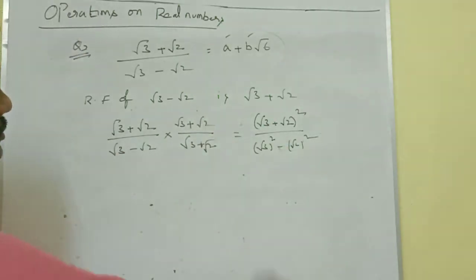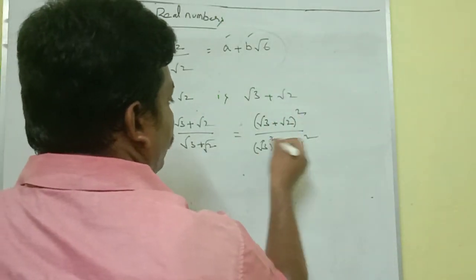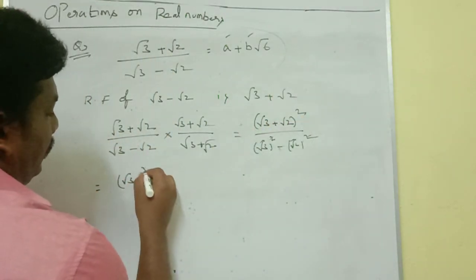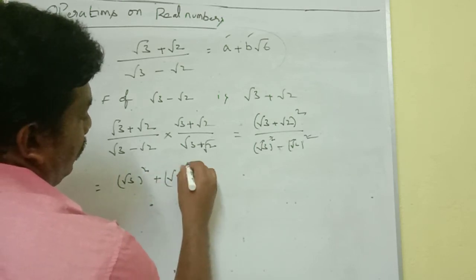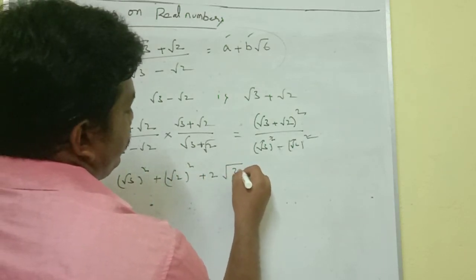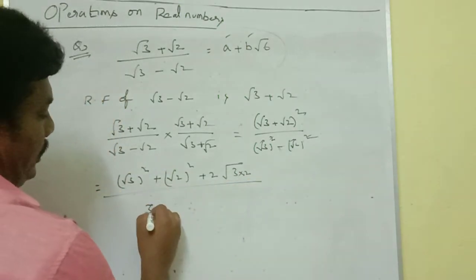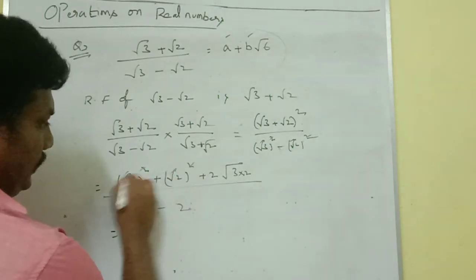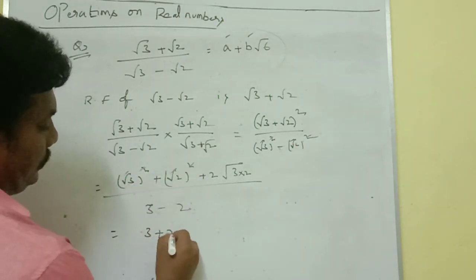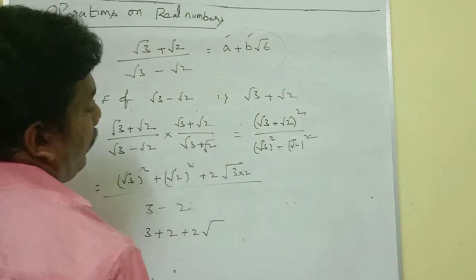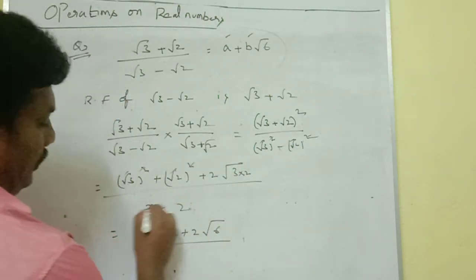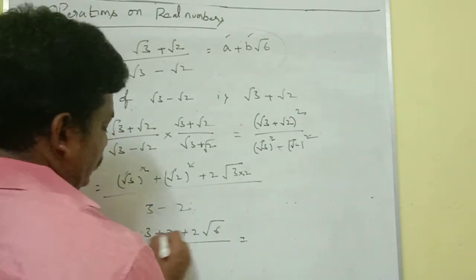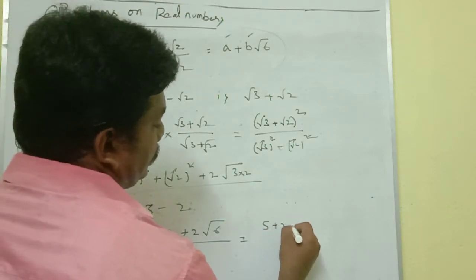Now we have to simplify this. So square and root get cancelled. Now the numerator is the (a plus b) whole square formula, a square plus b square plus 2 times a into b, divided by 3 minus 2. So now root and square get cancelled. So the answer is 3 plus 2 root 6 by 3 minus 2, which is 1. It is 1, so we should not consider that. That is 3 plus 2, 5 plus 2 root 6.